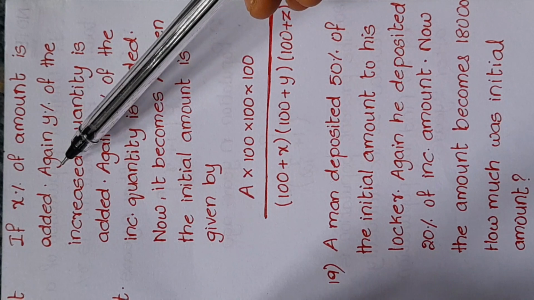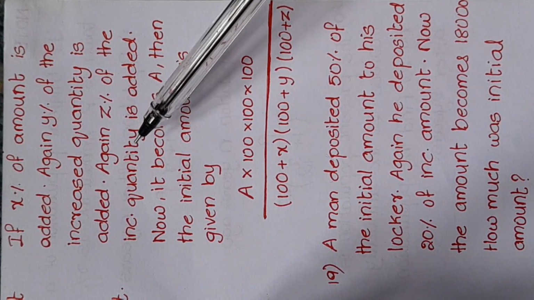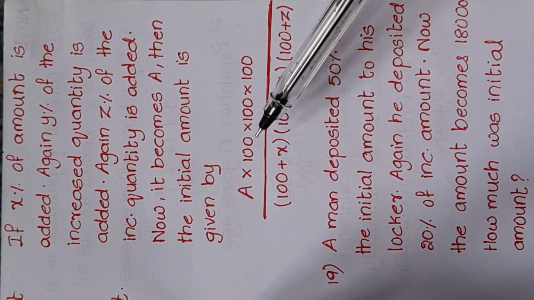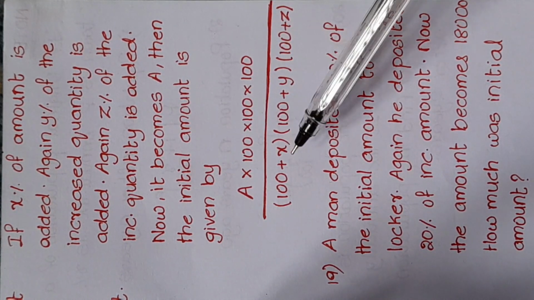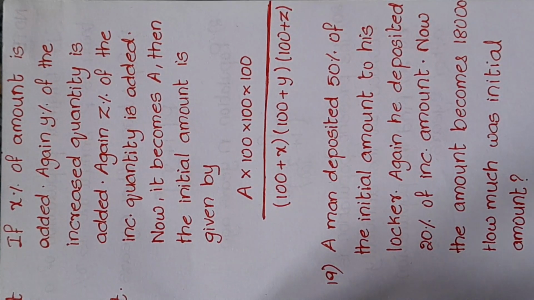If x% of the amount is added, again y% of the increased quantity is added, again z% of the increased quantity is added. Now it becomes A. Then the initial amount is given by A into 100 into 100 into 100 by 100 plus x into 100 plus y into 100 plus z.